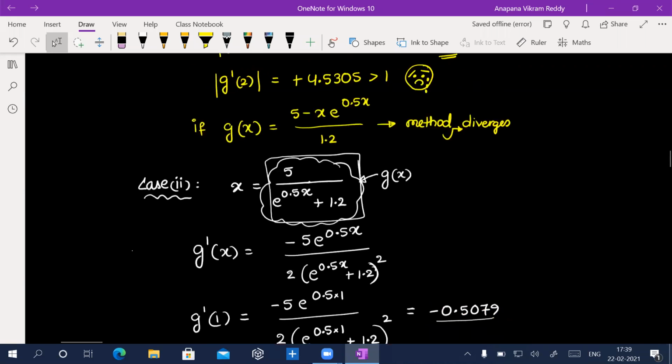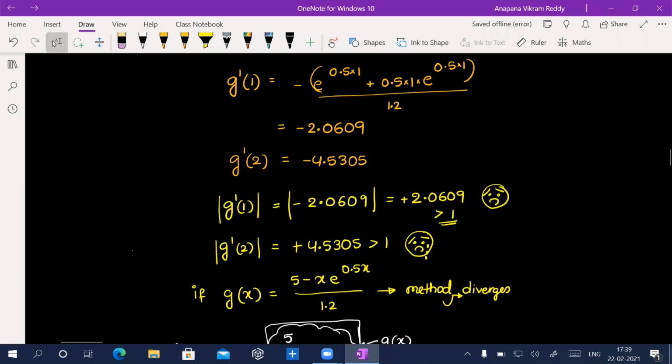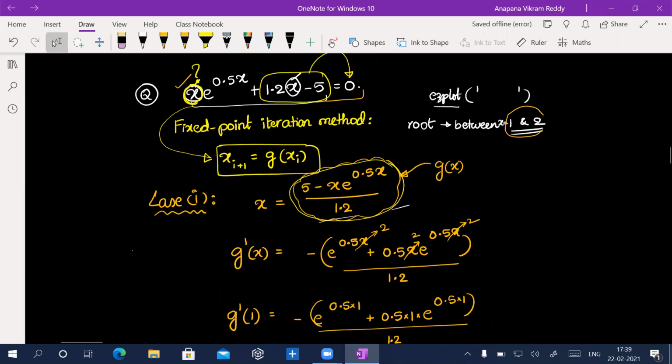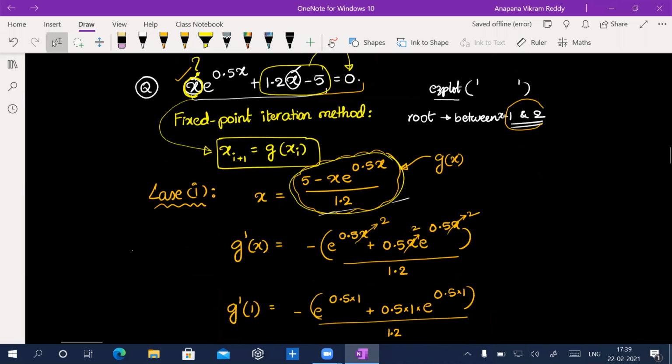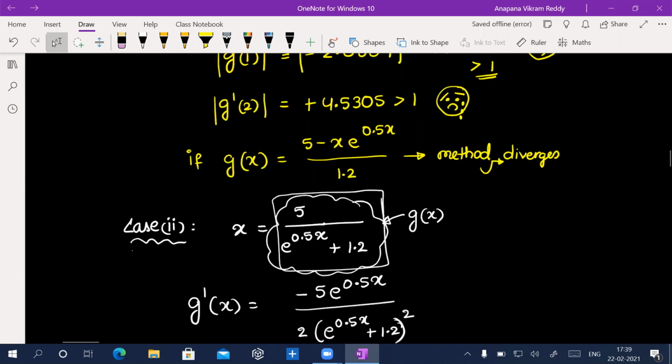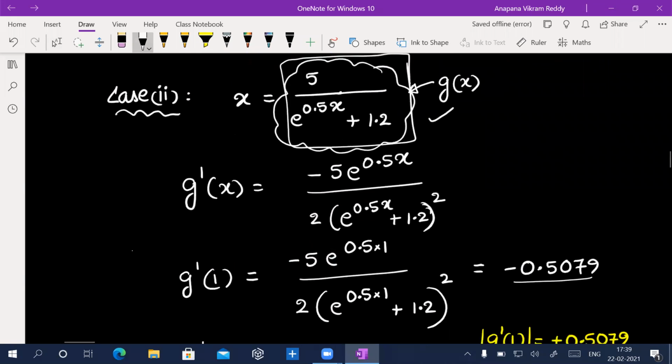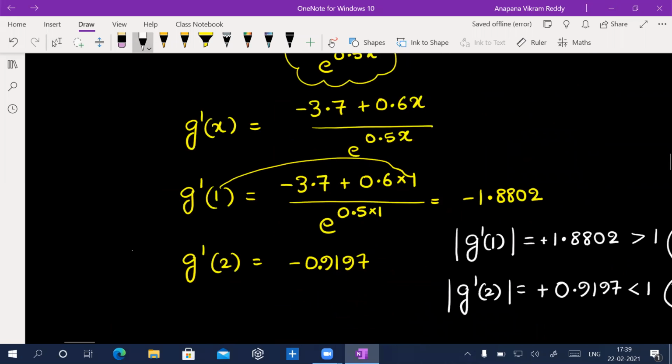So I will try to take case 1. Where is my case 1? Okay, case 1 is that. So we decided that case 2, g of x, is a good one, so I will take that. So what is my case 2? I will choose case 2. He qualified the race.